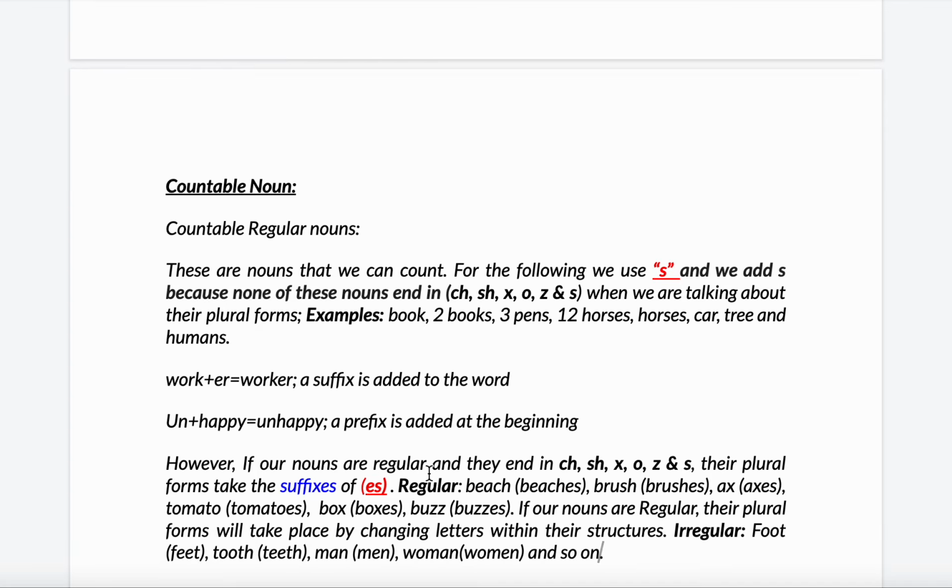However, if our nouns are regular and they end in ch, sh, x, z, s, their plural form takes the suffix es. So that's where I explain suffix. A suffix is a part of the word that we use at the very end of a word to change its meaning. Anything that we put at the beginning of a word to change its meaning is called a prefix. So pre means before.